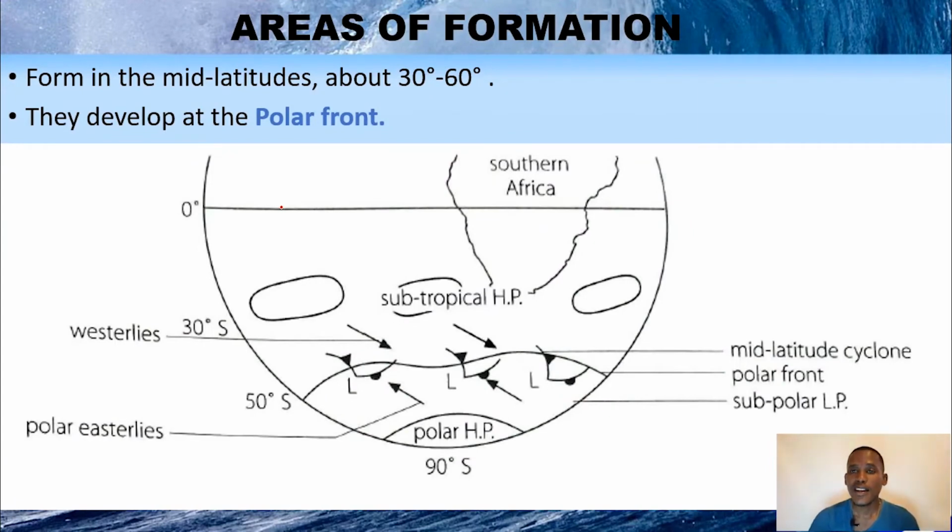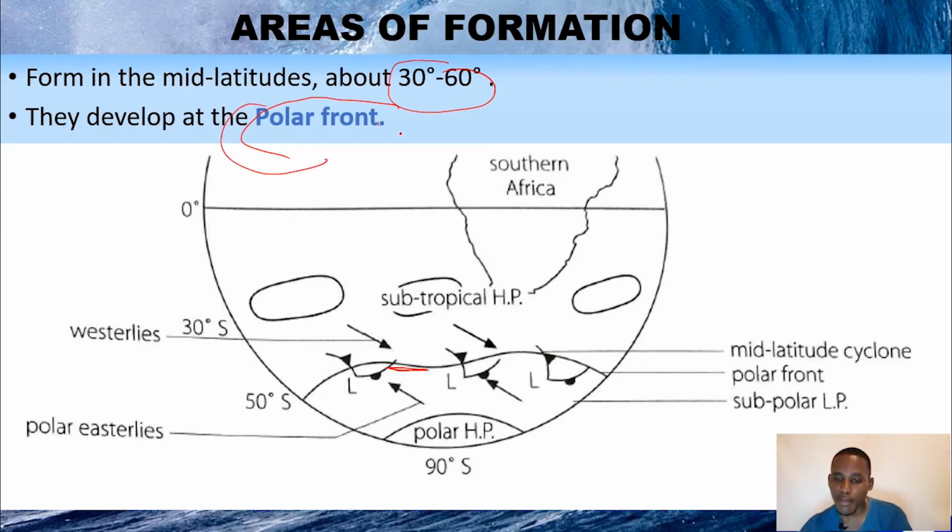Right, we're looking at the areas of formation now. Where exactly do these mid-latitude cyclones form? They form at a 60-degree latitude. I already told you in the previous slide, right? From about 30 to 60 degree latitude at an area called the polar front. This area here at about 60 degrees is referred to as a polar front.